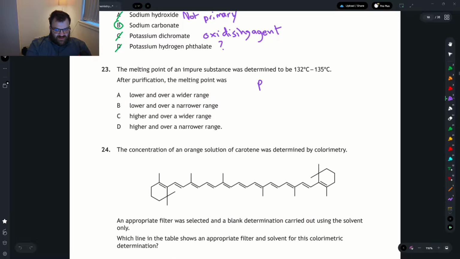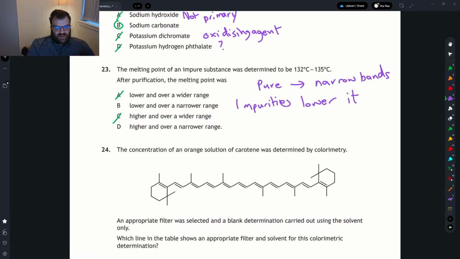When it comes to melting points, pure samples have narrow bands. That rules out for me A and C. Impurities lower it. So if we're getting rid of the impurities, then that would mean it would go up. Give us an answer of D for number 23.